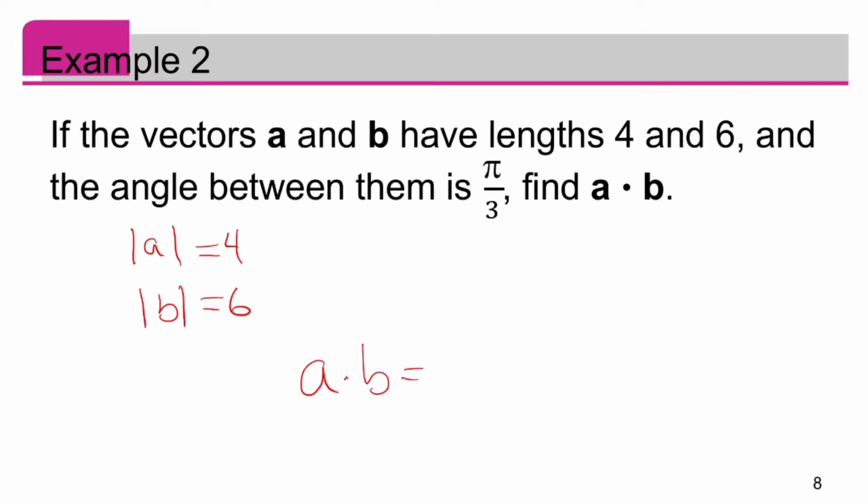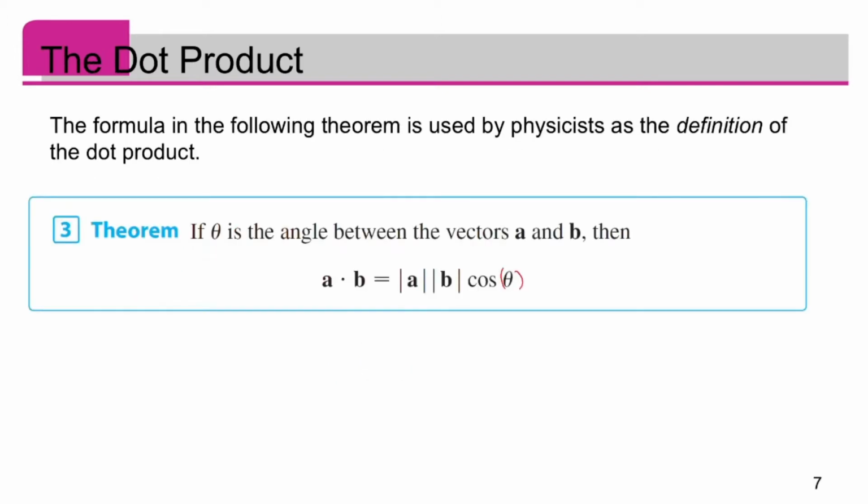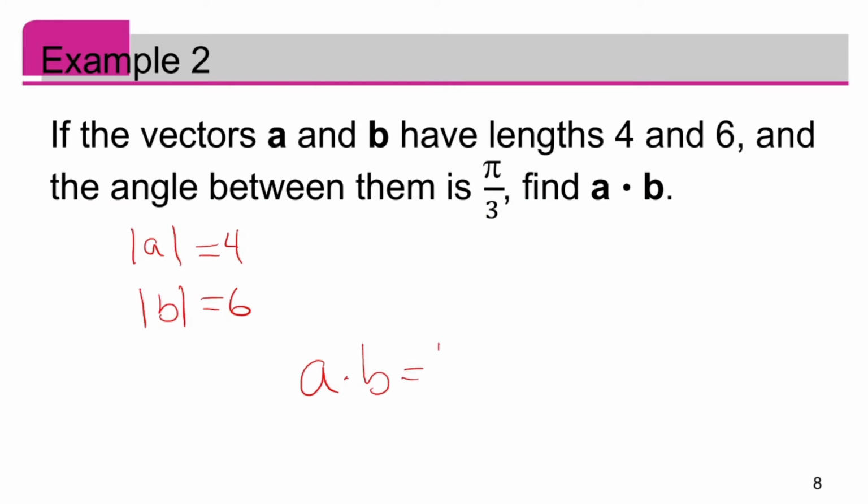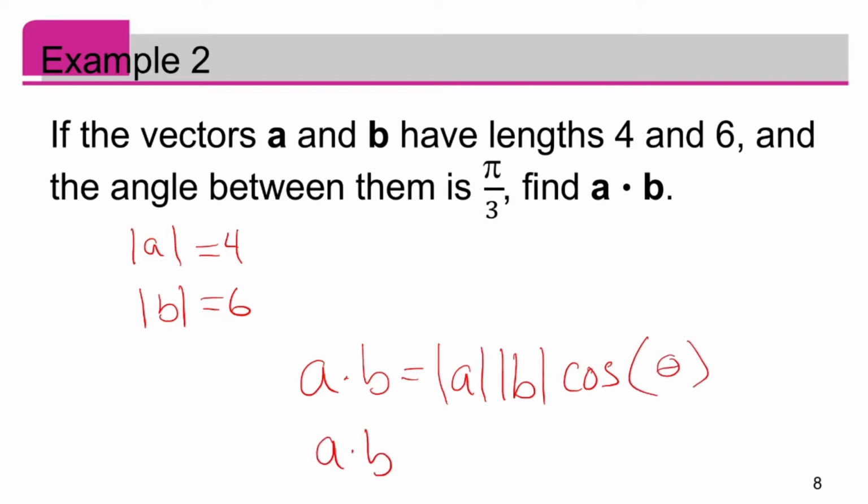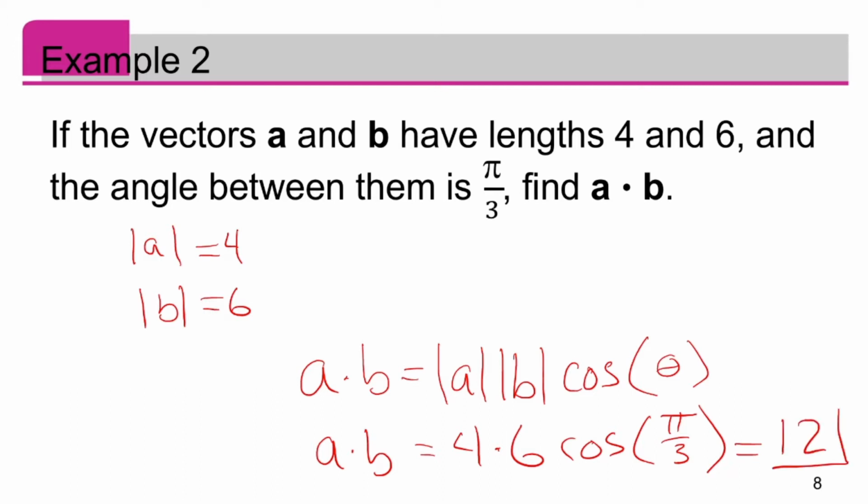So using the formula on this previous slide, we know that the dot product of A and B is the magnitude of A times the magnitude of B times the cosine of the angle. So in this case, I have 4 times 6 times the cosine of pi over 3, which 4 times 6 is 24. The cosine of pi over 3 is 1/2. So this will just be 12 for my dot product.